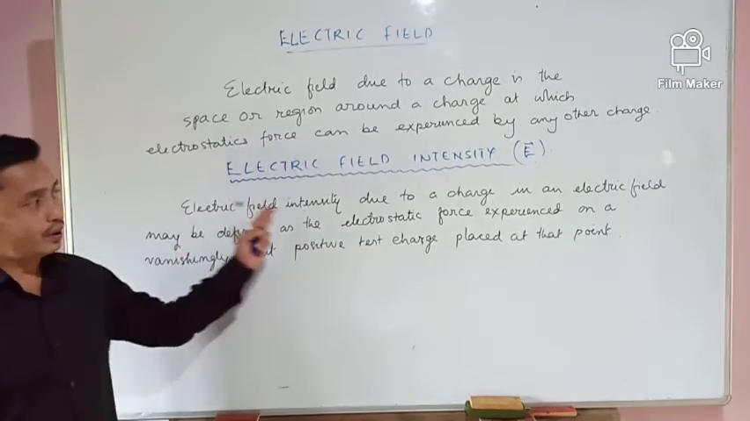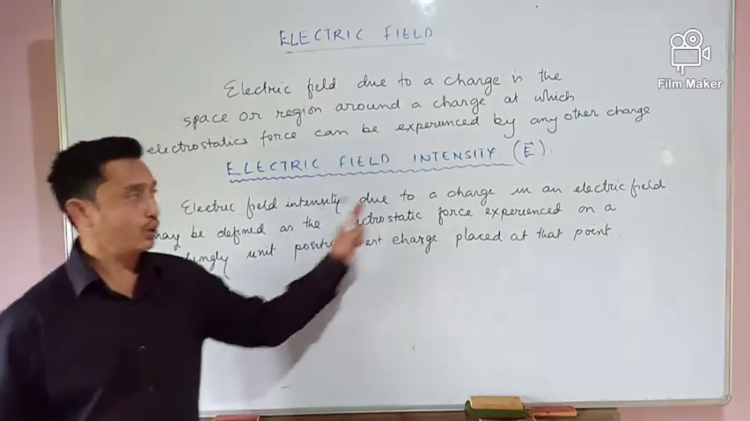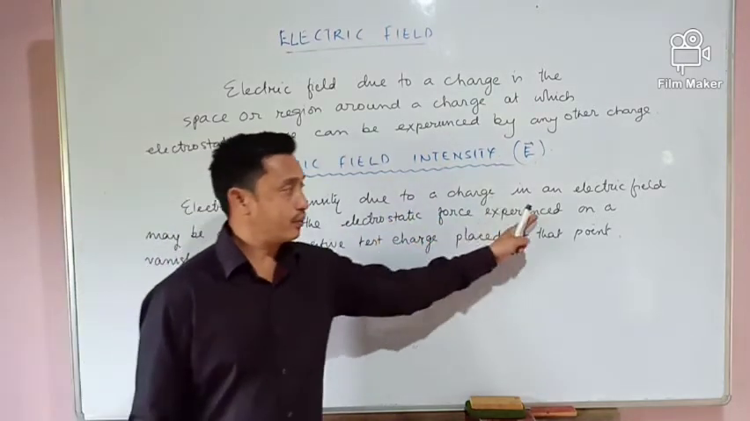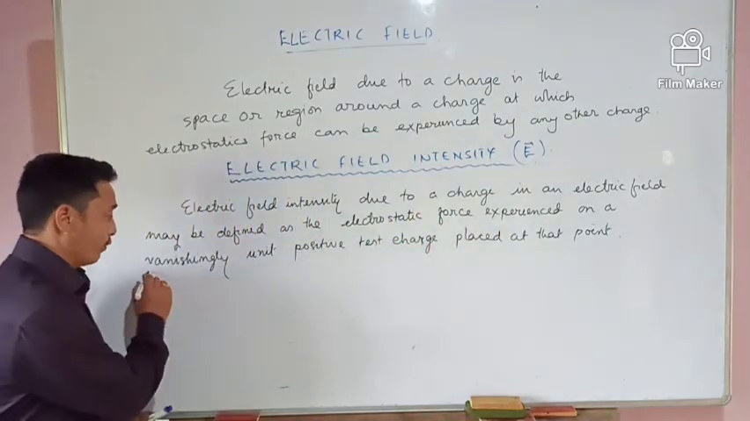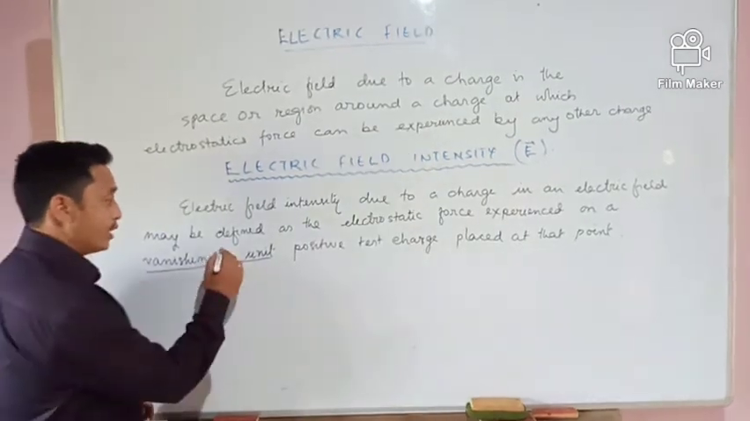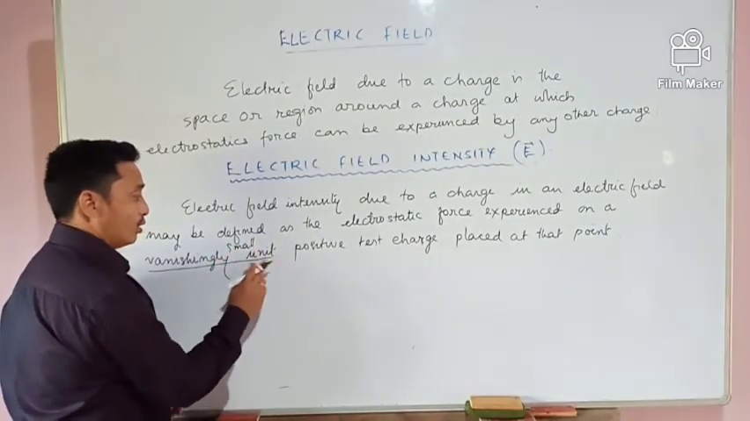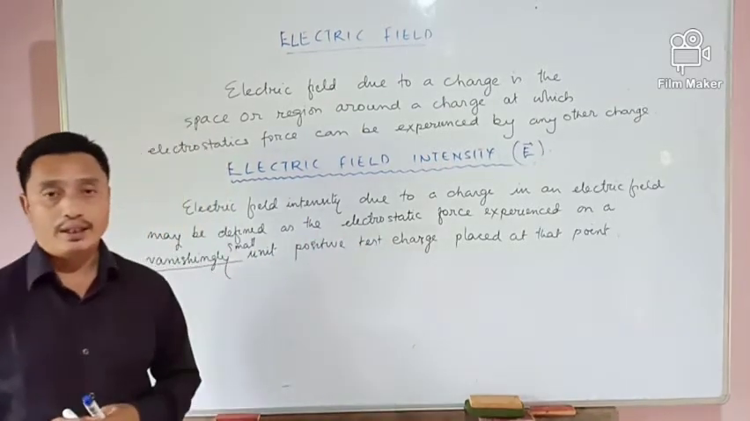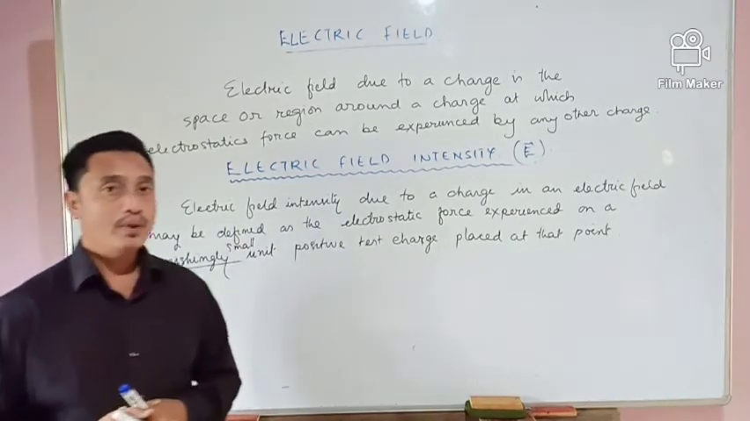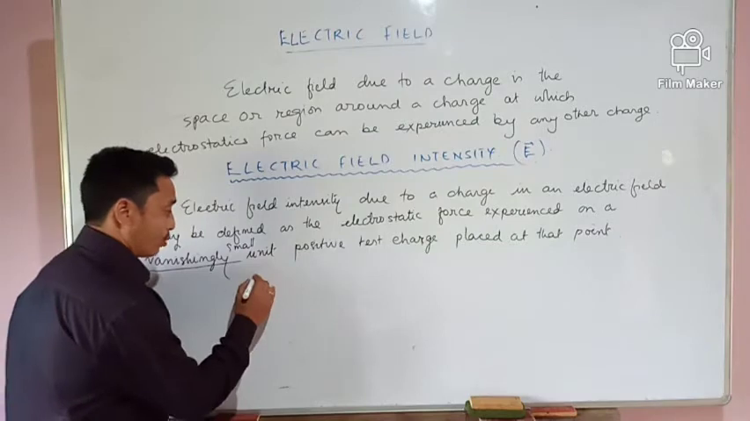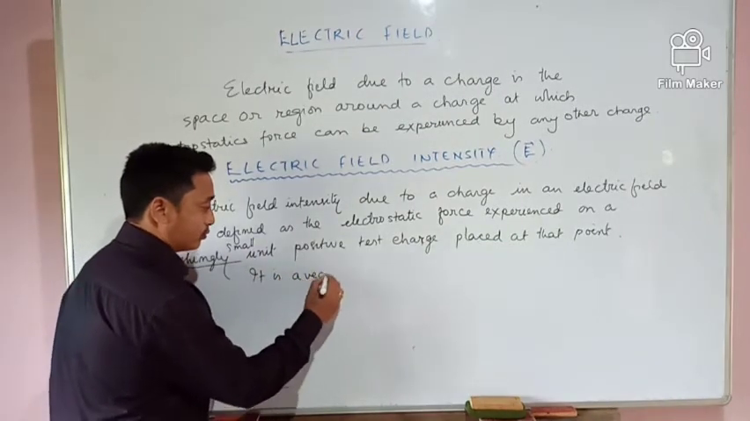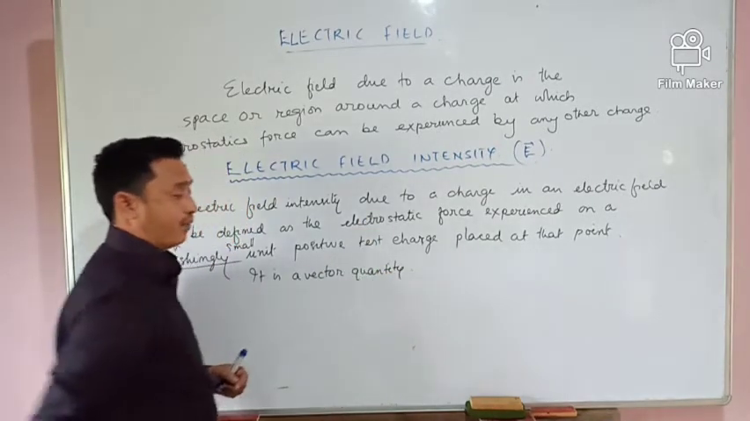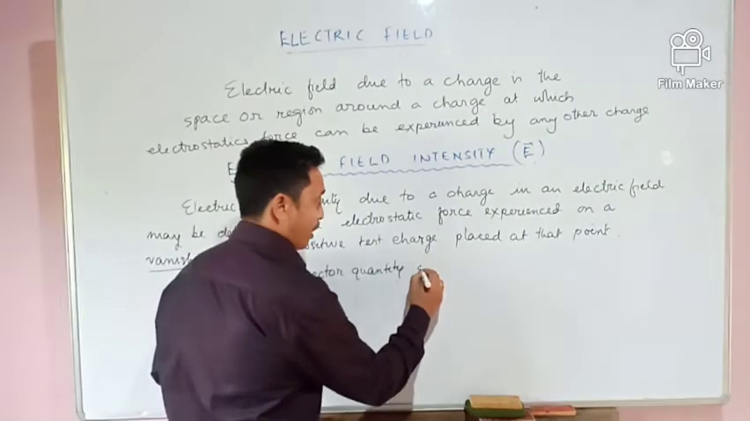So electric field intensity due to a charge in an electric field may be defined as the electrostatic force experienced by a vanishingly small unit positive test charge placed at that point. So this is the definition of electric field intensity. It is a vector quantity.